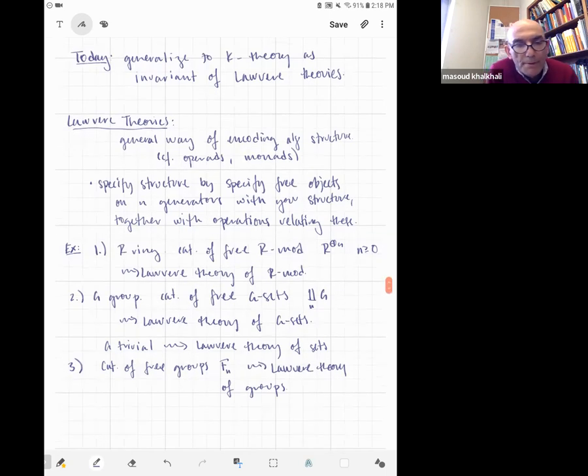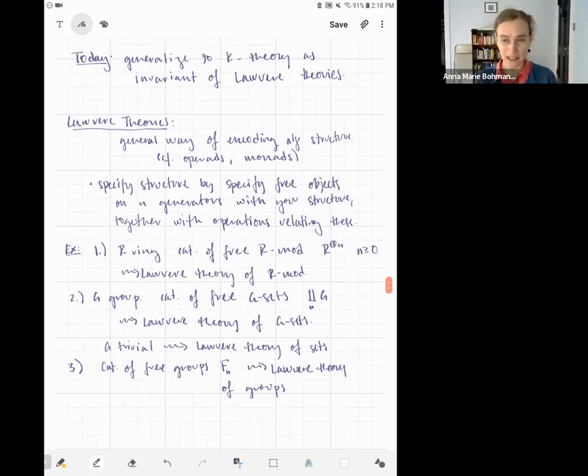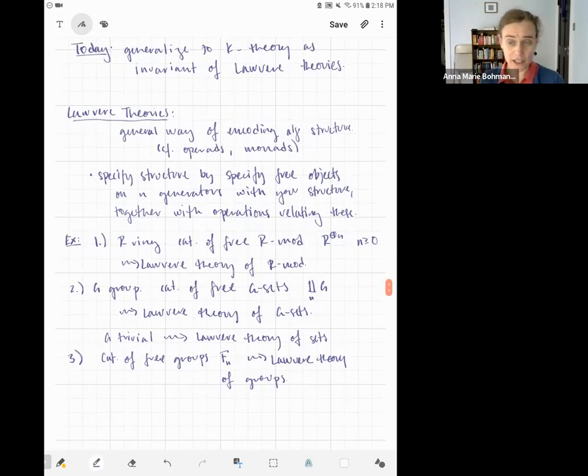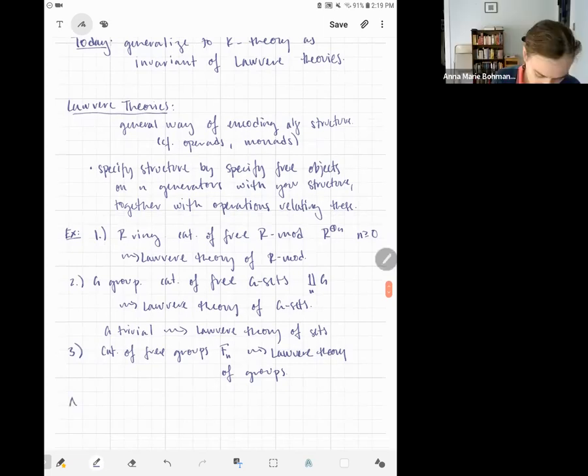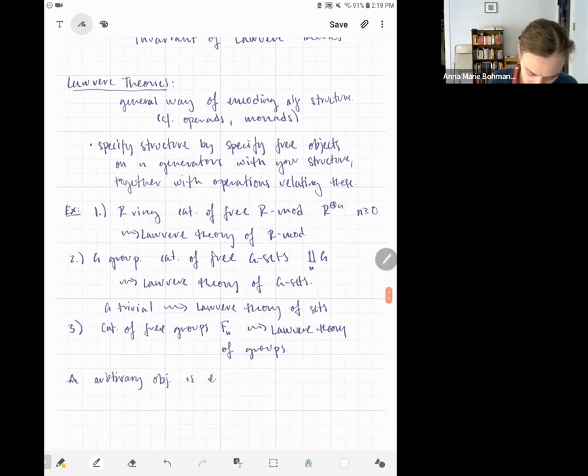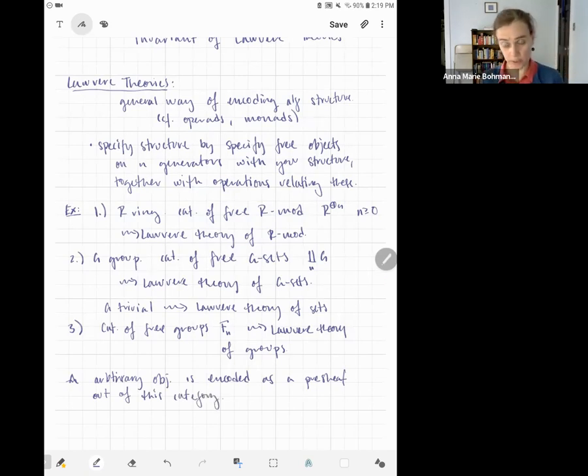Okay, sure. So I have these categories, but I told you that my Lawvere theory is supposed to encode some sort of algebraic structure. In the case of sets, the algebraic structure is no additional structure. I think of that as zero structure. How do I encode an arbitrary group or an arbitrary G set from this? I encode it as a presheaf on this category of my free things. So an arbitrary object with whatever structure I'm interested in is encoded as a presheaf out of this category, like into the category of sets or something.